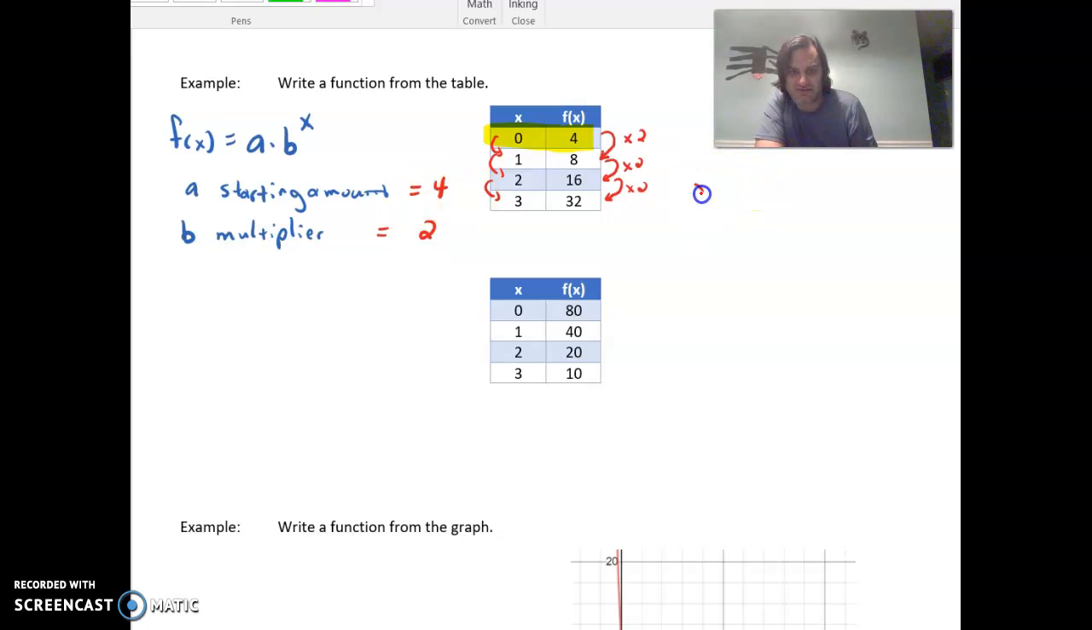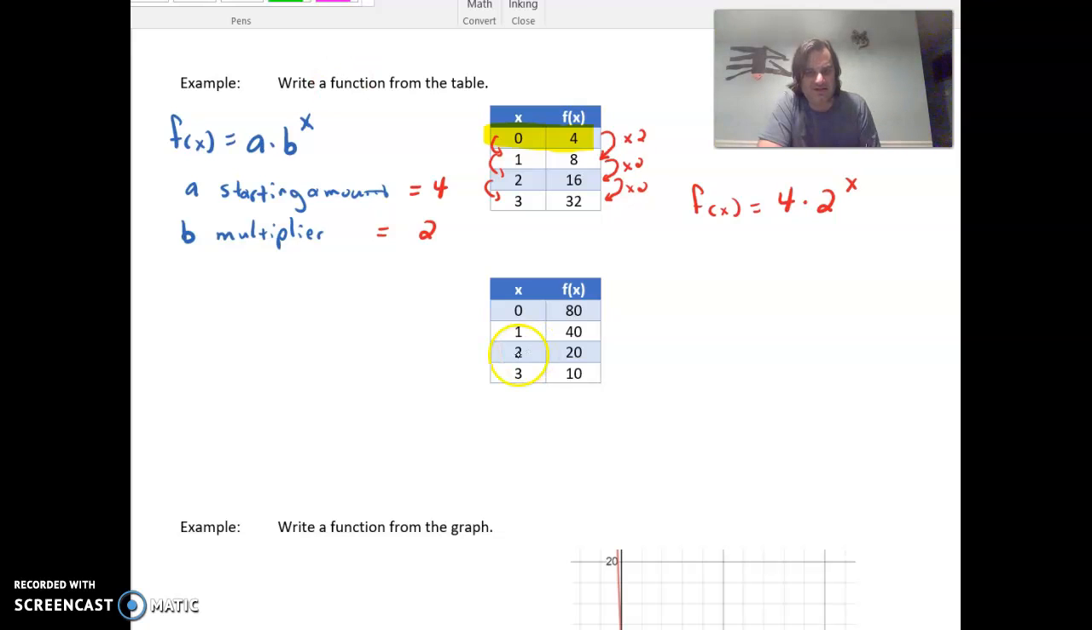So the way we could write this function would be f of x equals, it starts at 4, so it'll be 4 times 2 to the x. And we can plug any of these x values in and see that we get the f of x value over on the right. Okay.